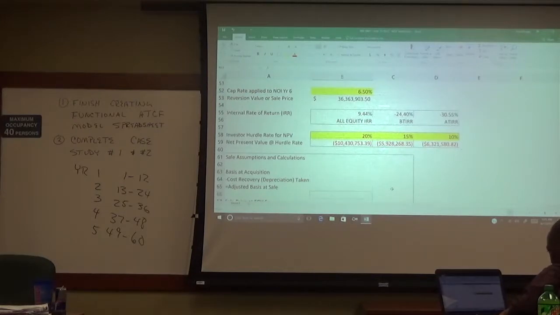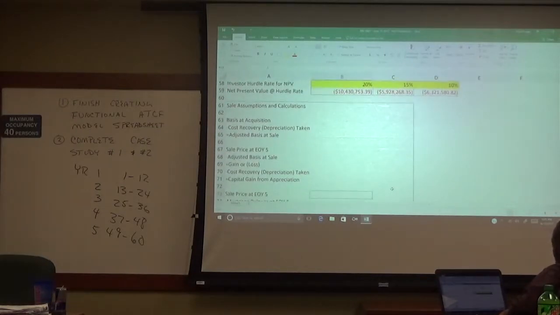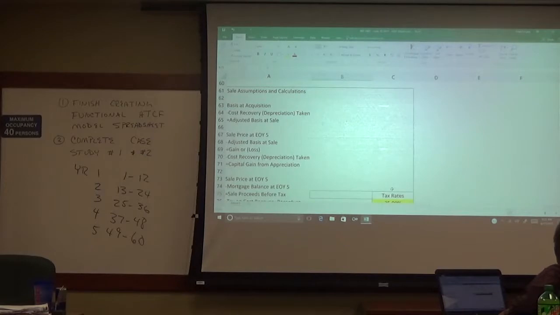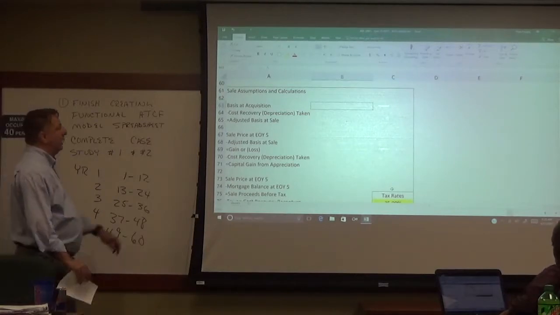All right. The rest of this, quite frankly, is just adding and subtracting a bunch of stuff. All right? So, and yanking it from somewhere else.